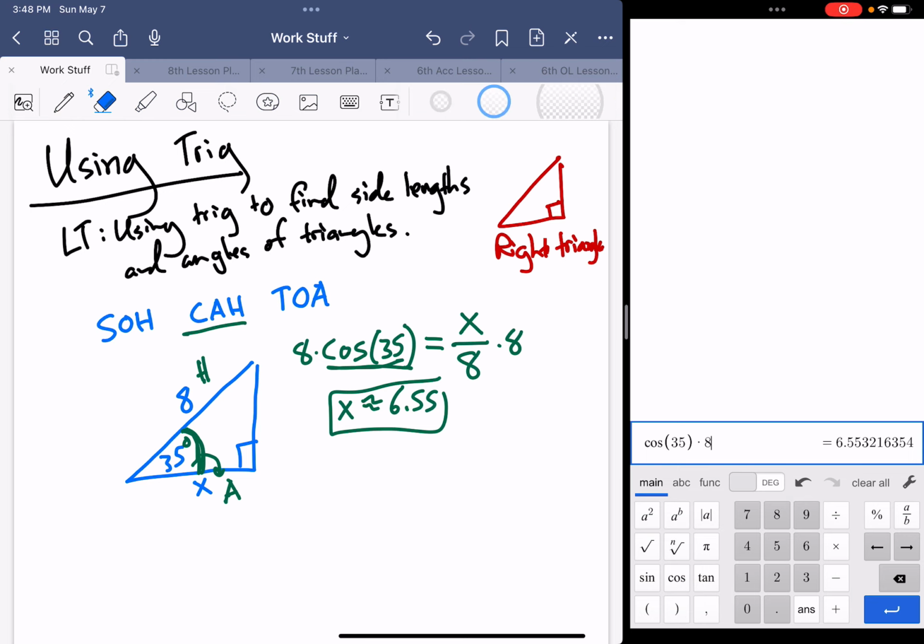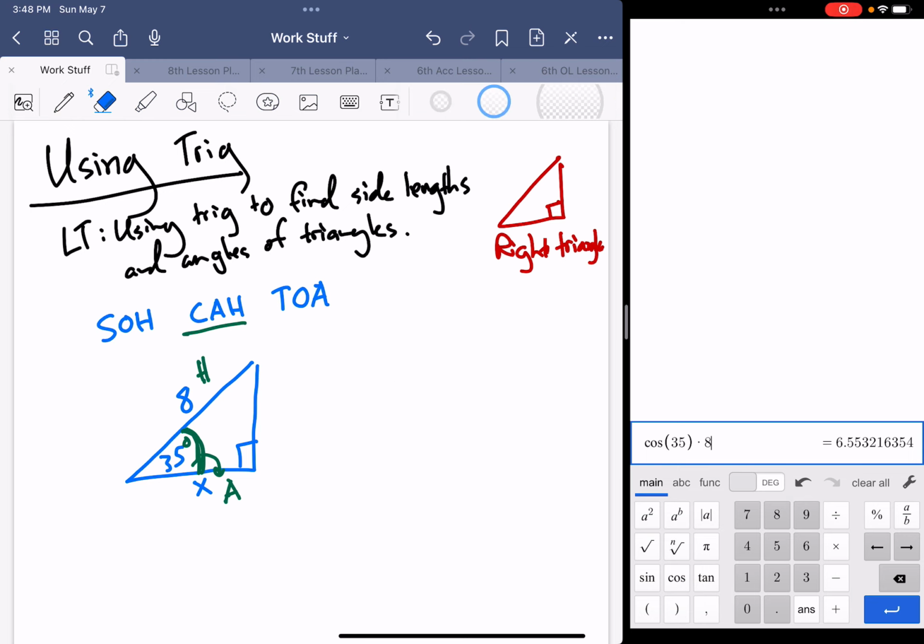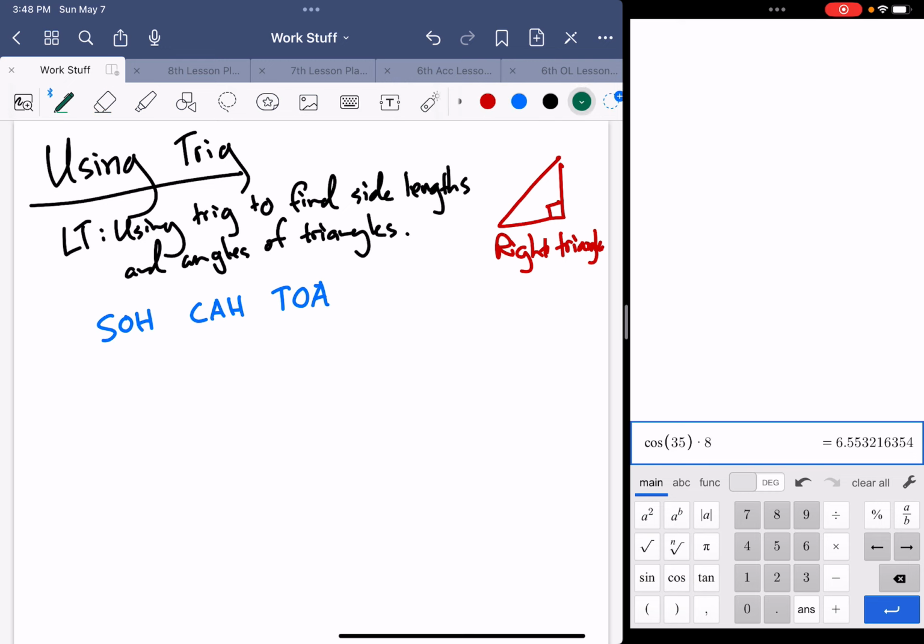Now, let's do some different examples, and let's try to mix it up with everything else we can do here. Let me go back to my ink. Let's go with black. This time, let's say I have this triangle right here. This is 25 degrees. I'm going to put my 8 down here, and I want to find both sides.